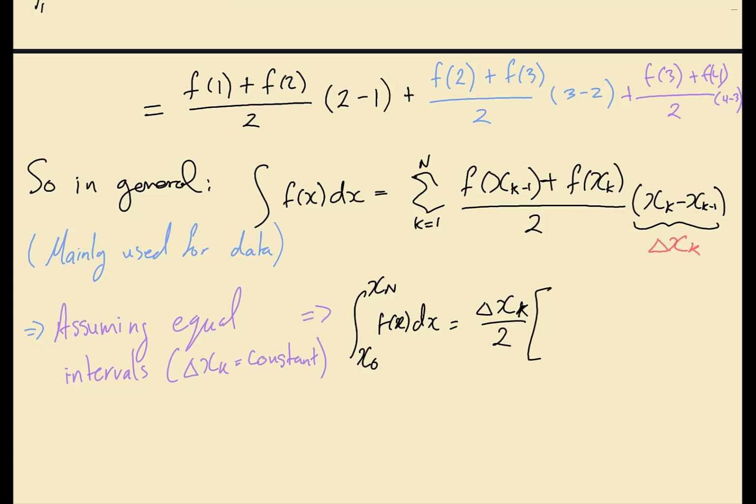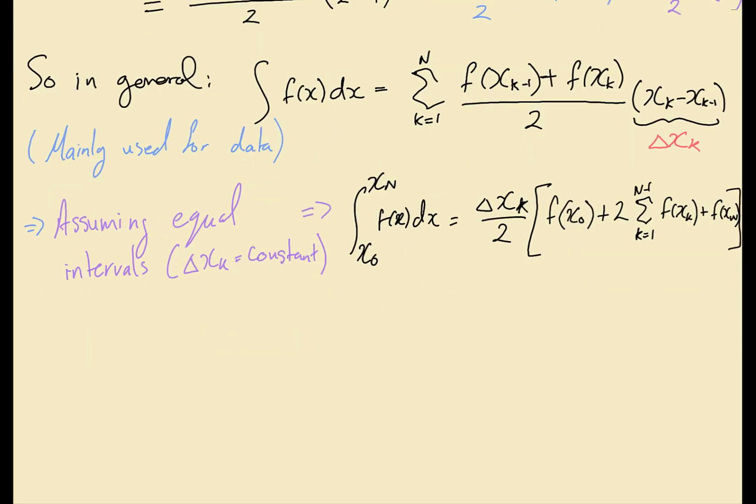So in this form, we're going to write f at x naught, which is the first point, plus 2 times the summation of all the points in between the first and last point, which is represented by k equals 1 to n minus 1. So this is f of xk, plus the last point, which is f of xn. Make sense?